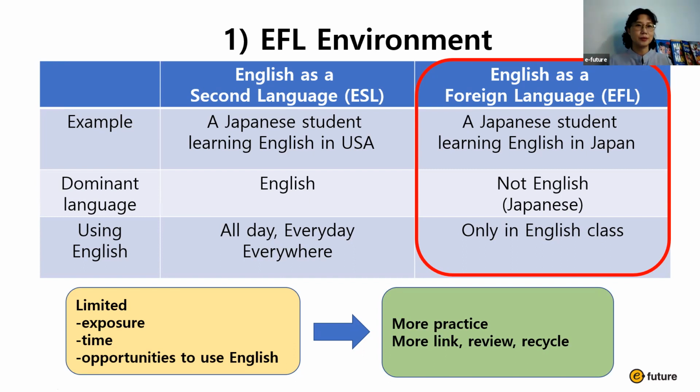So students use English in the classroom, but when they walk out of the classroom, they'll be speaking Japanese, right? So in an EFL environment, you have limited exposure, limited time, and limited opportunities to use English. That's why we have to do more practice, and that's why we have to do more linking, reviewing, and recycling. And this is what a spiral syllabus is all about.